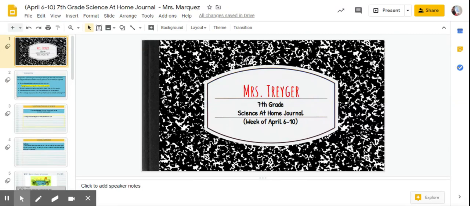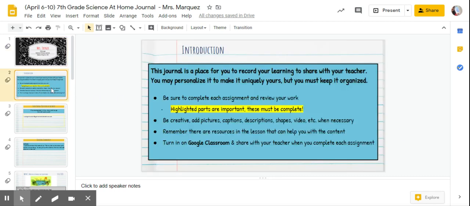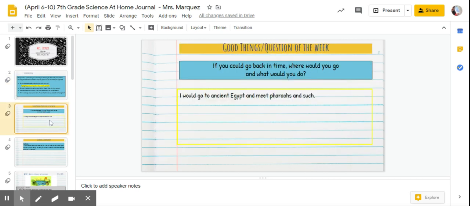Okay, so let's walk through this and see if we can do this science journal together. On the first page, you're going to write your name. On the second page, it's just an introduction. And the third is good things question of the week.